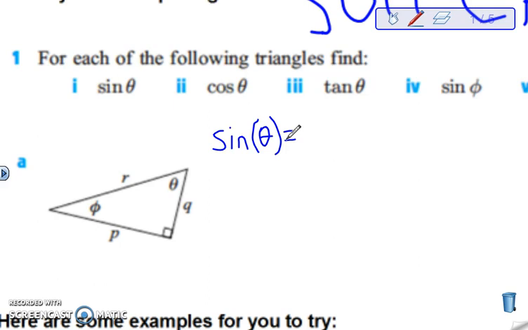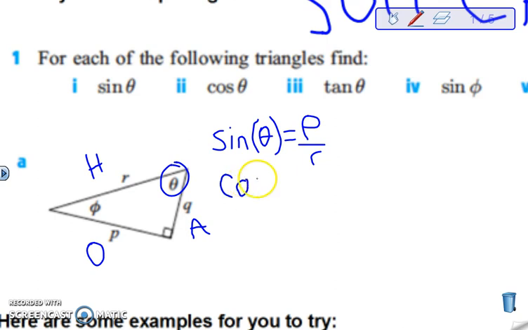So for theta, our opposite side is over here. Our adjacent side is closest to the marked angle. And the hypotenuse is the longest side of the triangle. So for sine, since that compares the opposite and hypotenuse sides, we're just going to get P over R.